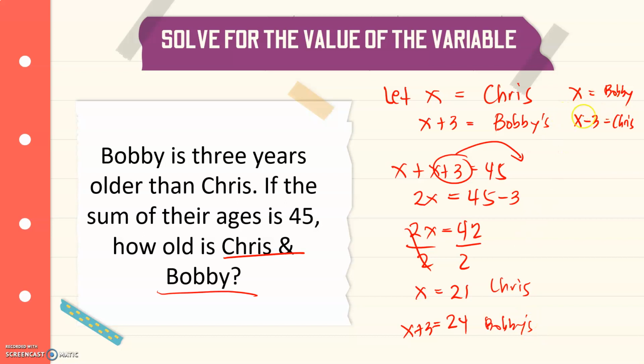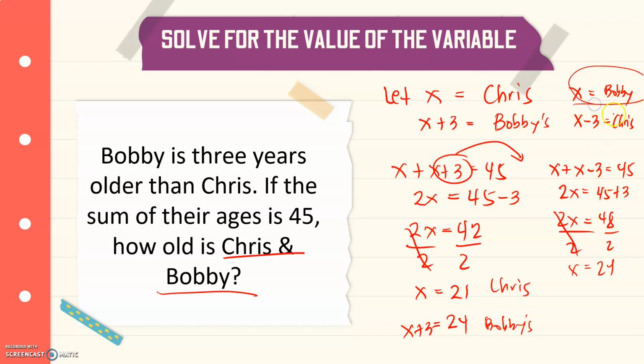Let's check if we will get the same answer if we use this equation. So we'll have x plus x minus 3 is equal to 45. So we'll have here 2x is equal to 45 plus 3. That will give us 2x is equal to 48. Dividing both sides by 2 will give us 24. So we got 24 is Bobby's age. Then subtracting 3 from 24 will give us 21, which is Chris' age. So again, we get the same answer. Either of the two representations can be used.